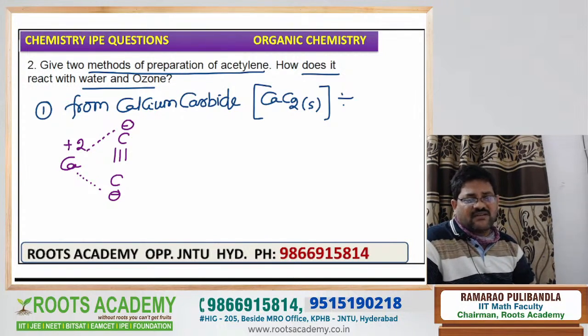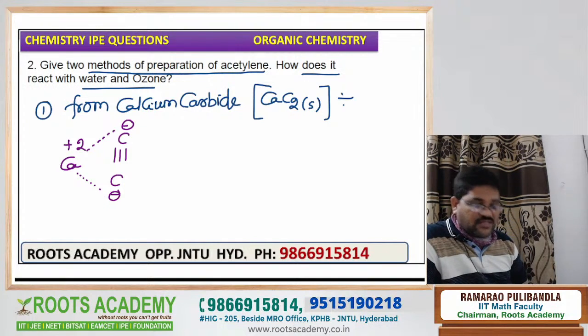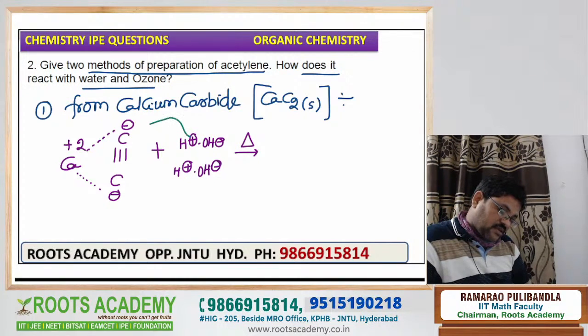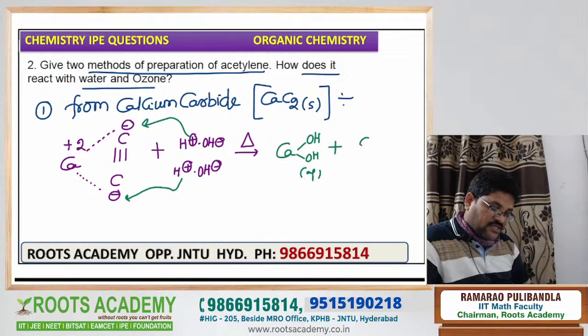This is calcium carbide. Very nice, easy explanation. You can practice like what I am writing on the board. It is subjected to hydrolysis. What is the symbol of hydrolysis? H plus OH minus. On heating, the H plus ion attacks the C minus, and Ca plus 2 combines with OH minus, and you get an aqueous solution of calcium hydroxide plus acetylene gas liberated.